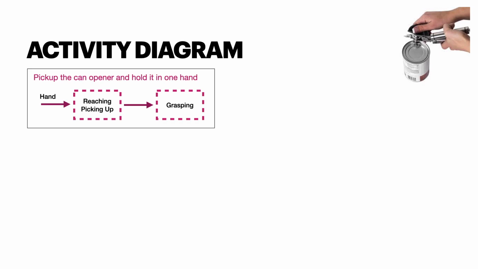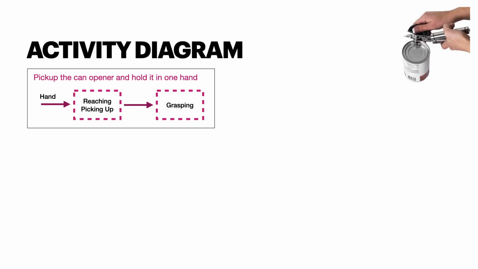So first, let's start with the activity diagram. If we think about the main tasks that we need to perform in order to operate a can opener, first, we will need to use our hand to pick up the can opener, right? So we will need our hand to reach out to the device, pick it up, and use the handles to grasp it, right?